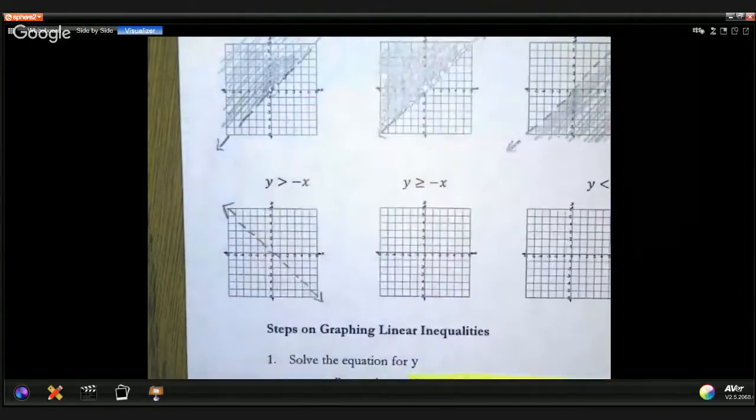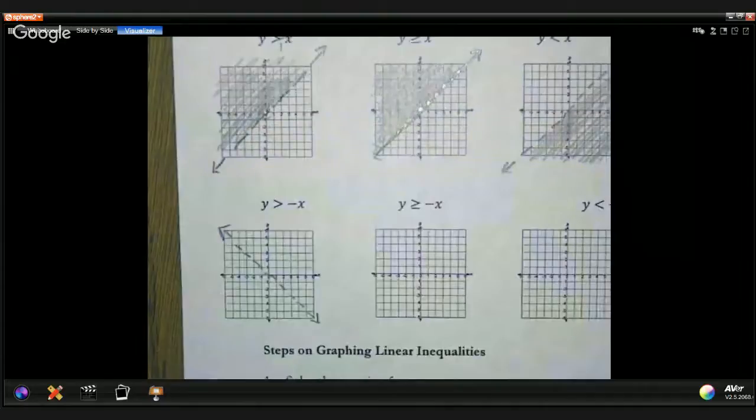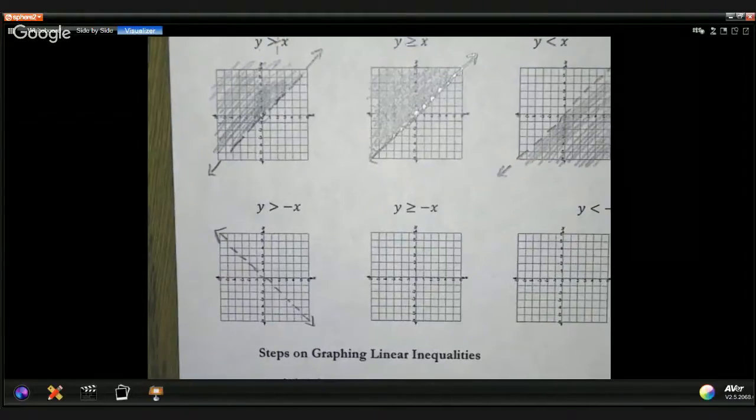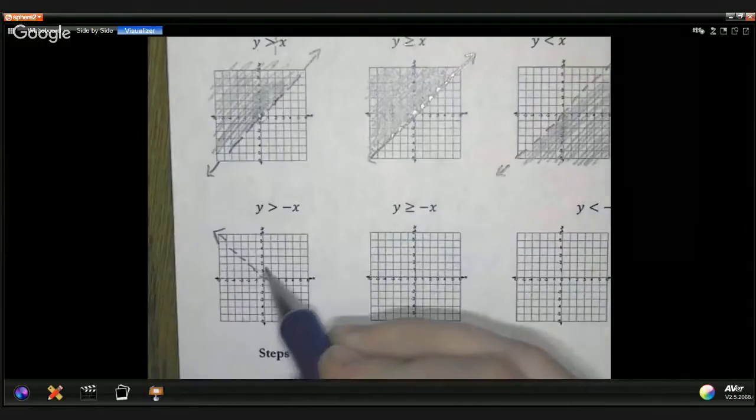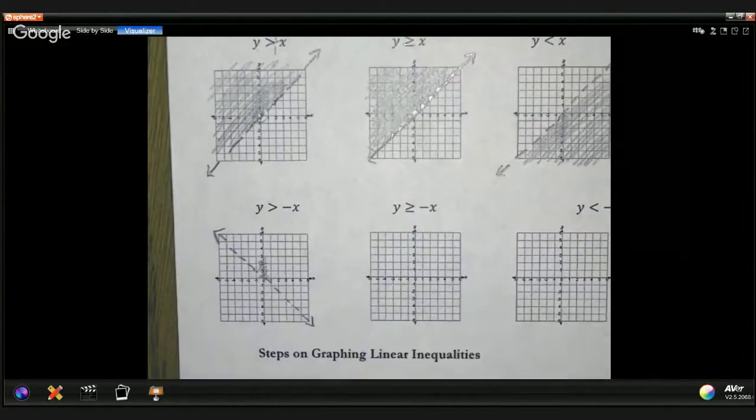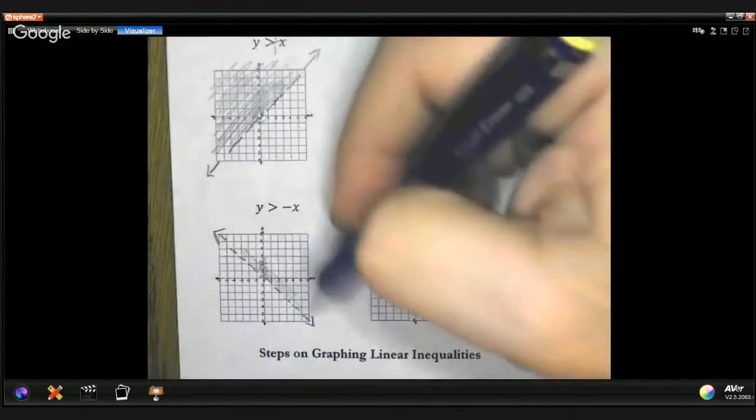Now, the reason I wanted to do these two is because I wanted you to see that depending on the slope of the line is where you shade. So that's why it's important never to shade left or right. You always shade up or down. And so I'm supposed to be greater, so I shade above the y-intercept. And so for this one, it's on this side.